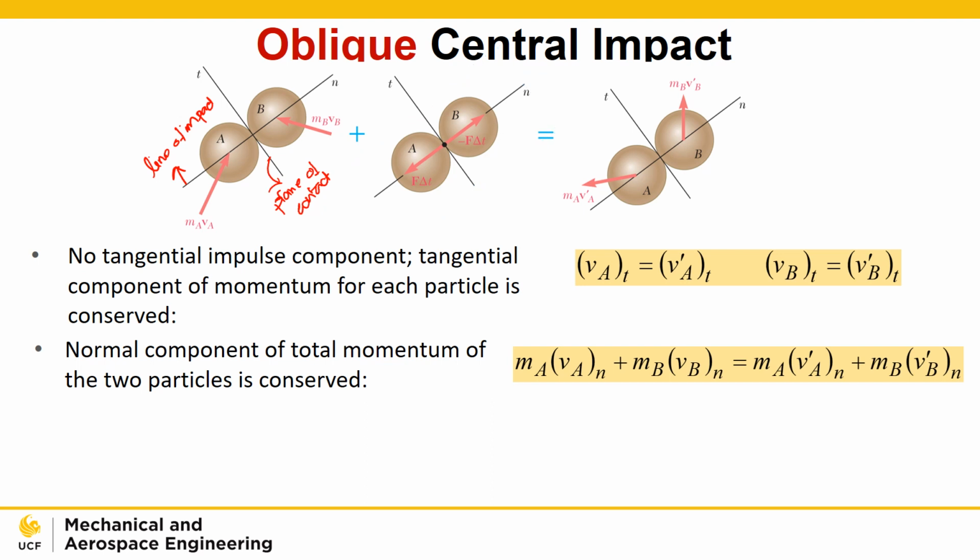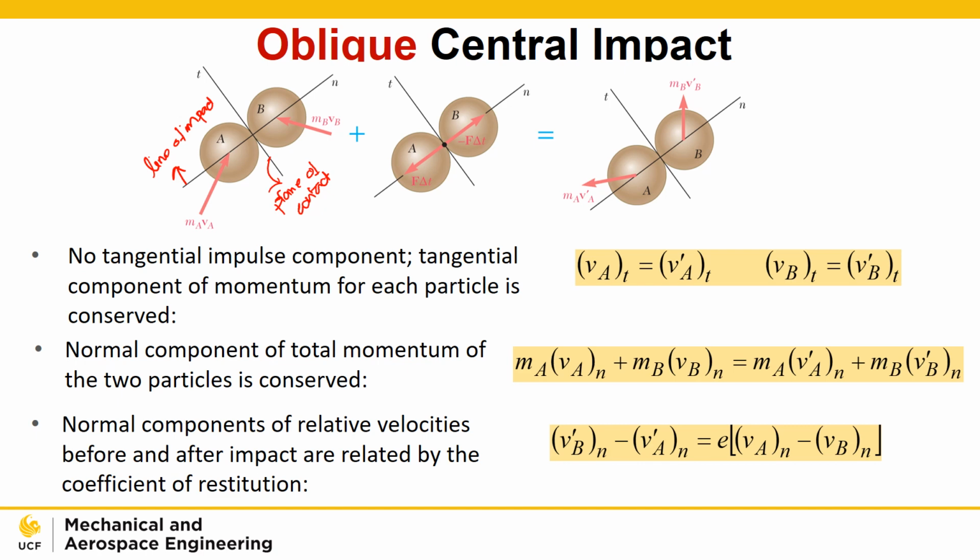Also, in oblique central impact, the normal components of the relative velocities of the particles before and after the impact can be related by the coefficient of restitution. Therefore, vB'n minus vA'n, which indicates the relative velocities of the particles along the n direction after the impact, is equal to e, the coefficient of restitution, times vAn minus vBn, which indicates the relative velocity of the particles before the impact along the n direction.